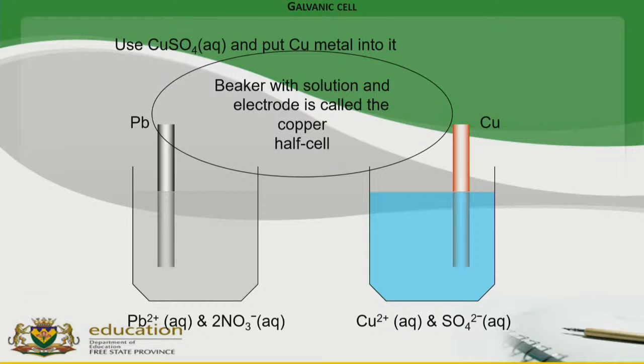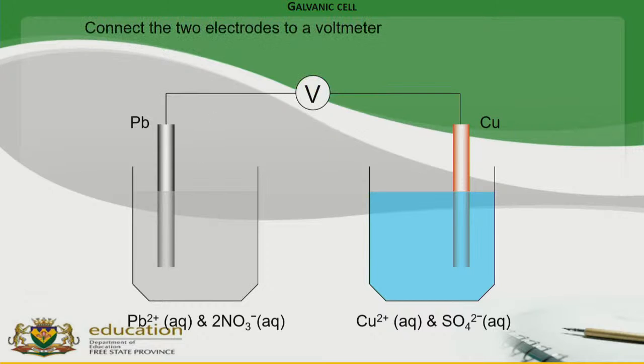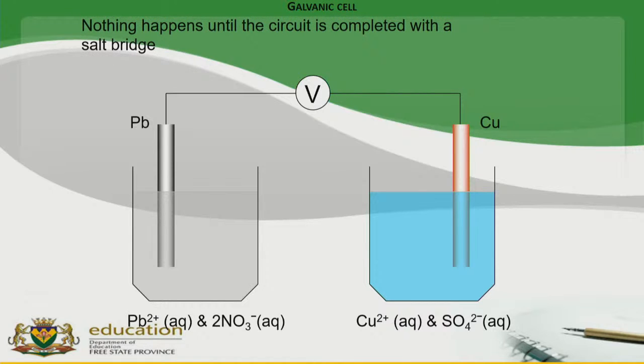Now, remember we said it is a galvanic cell. So for the galvanic cell to be functional, we said chemical energy must be converted to electrical energy. So it means these chemicals must first react so that we can have a reading on the voltmeter. So let's see now what happens. We connect the lead electrode to the copper electrode, and then after connecting these two, nothing happens to the circuit. In other words, there is no reading on the voltmeter. It means chemical energy has not yet been converted to electrical energy.